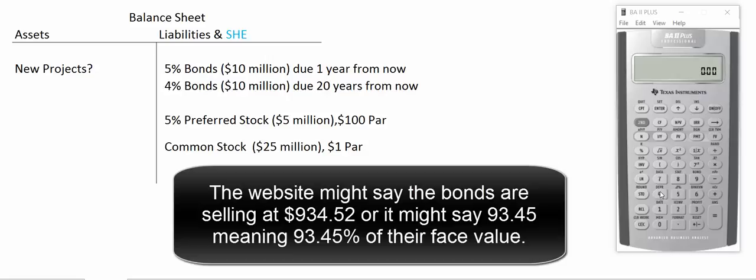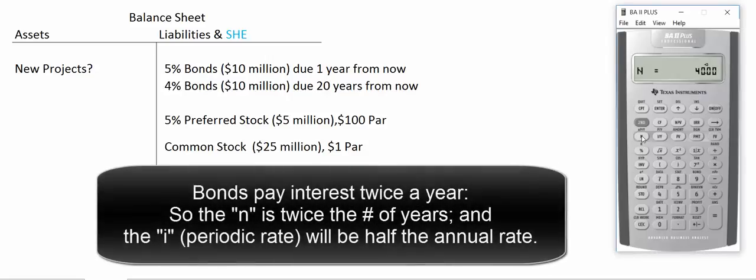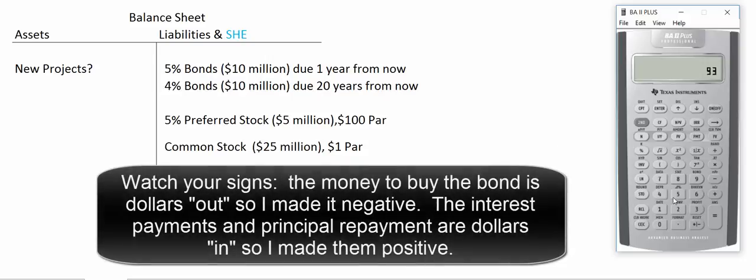So 40 is the N. Why is it 40? 20-year bonds, you get 2 checks every year, semi-annual payments. 20 times 2 is 40. We're going to solve for the I. That's what we're trying to figure out. The PV is the price that people would pay today to buy these bonds. So that's $934.52 is the present value. That's what we learned when we looked at Yahoo.